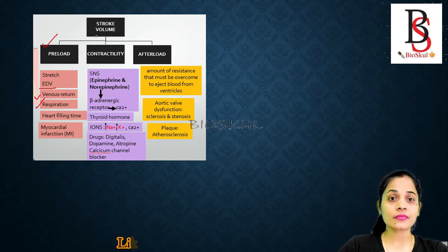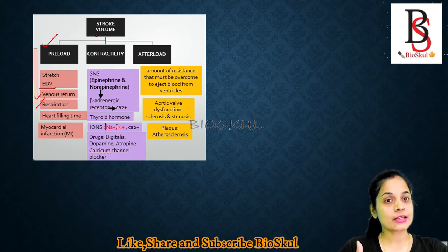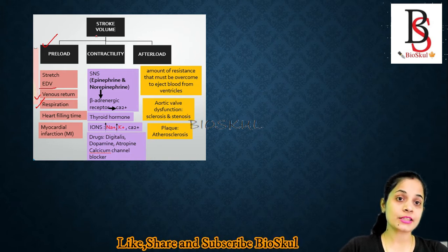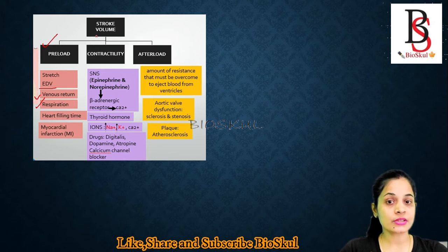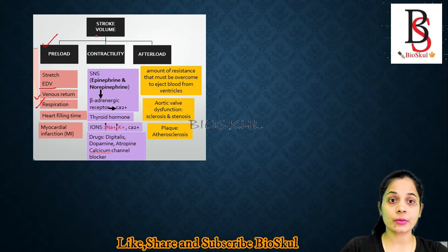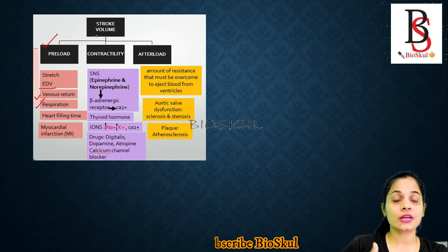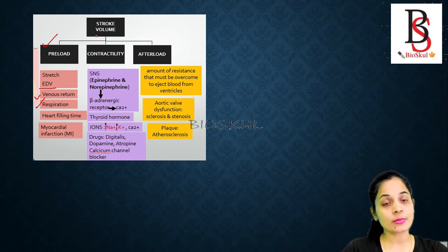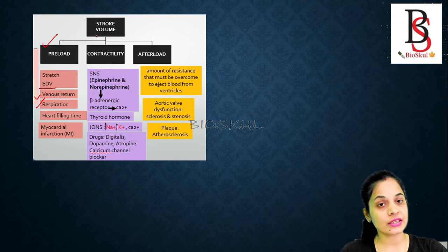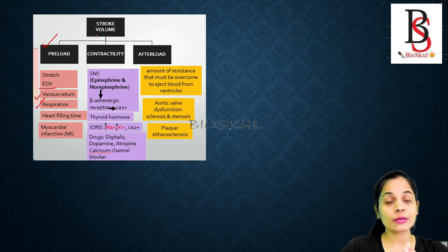Like the sympathetic nervous system increases the contractility, whereas the parasympathetic nervous system decreases the contractility. Similarly, some hormones like thyroid hormones and epinephrine also increase the contractility of the heart. For certain ions like calcium, if the concentration of calcium ion increases, then contractility will increase. But if the sodium and potassium ion concentration increases, then contractility will decrease.